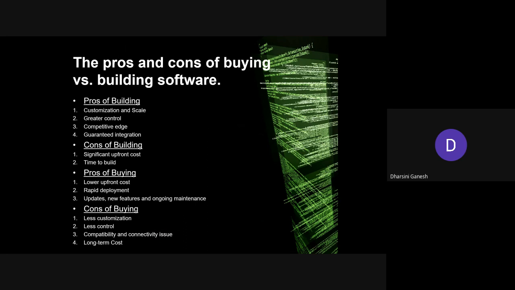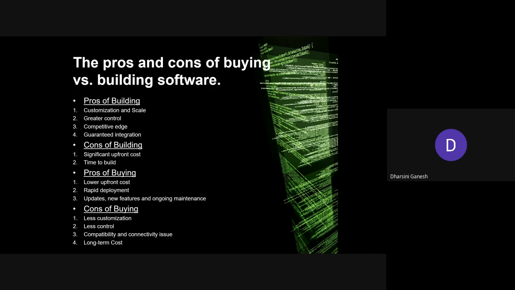The first and foremost is the pros of building software: customization and scale, greater control, competitive edge, and guaranteed integration. It is self-explanatory. When we build our own software, we know which integration and how we are going to build it, so there is guaranteed integration. We have full control over the product. We can customize at every stage of this product. The cons of building are that there can be a significant upfront cost. A lot of resources need to be deployed into the project, and the time taken to build might vary and might be very vast.